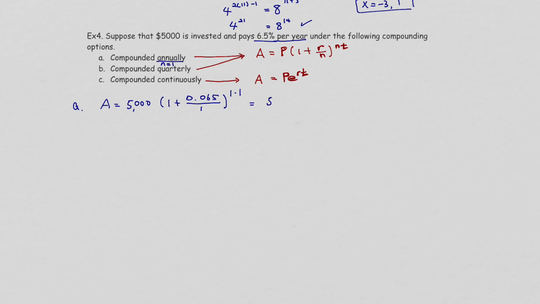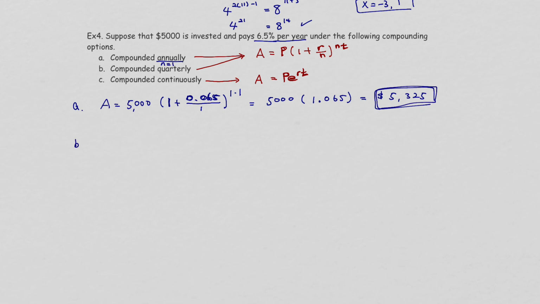If you simplify this, it will be pretty much 5,000 times 1 plus 0.065, which will give you 1.065 to the first exponent. So when you multiply that together, you will end up getting 5,325. So that will be the total amount. Total amount means principal plus interest. Since principal is 5,000, your interest is going to be 325. But they are asking you to find the amount. So that's your amount.